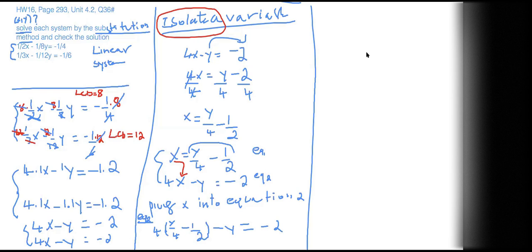I personally say remove the parentheses. You've got to get rid of that. All right, so we're going to distribute. So 4 times y over 4, and 4 times negative 1/2, minus y and negative 2. Now, what do we do with this?